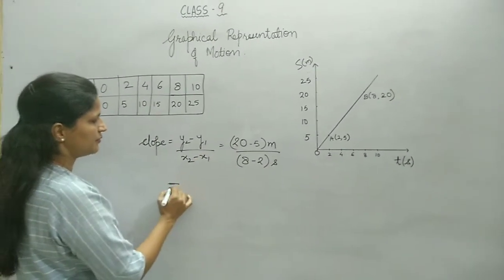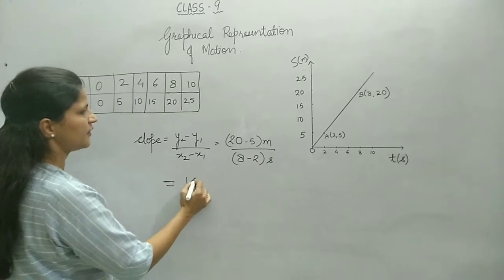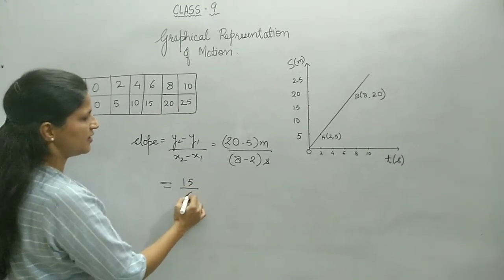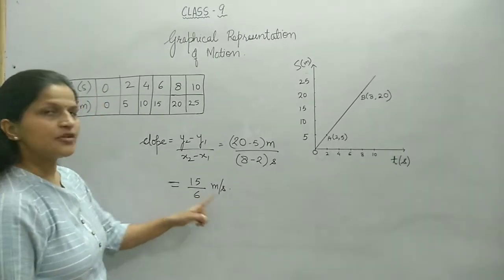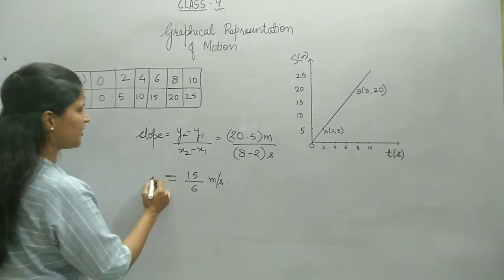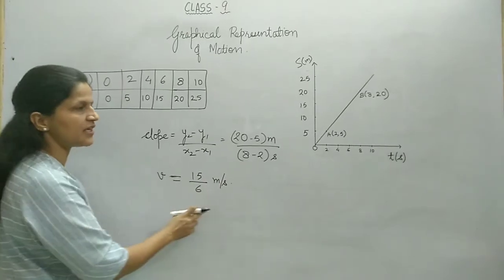So we write second here. Solving these two, we get 15 upon 6 meter per second. So this is also coming in meter per second. So what are we getting here? We are getting the velocity.